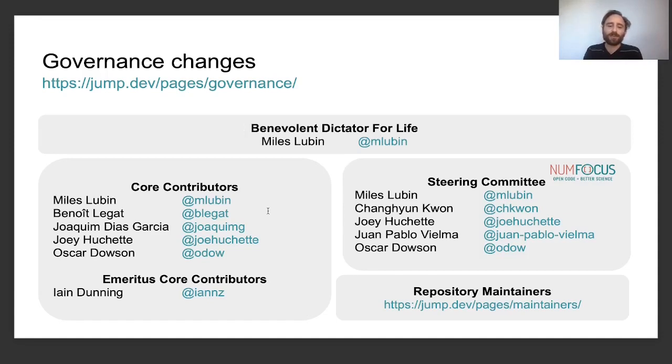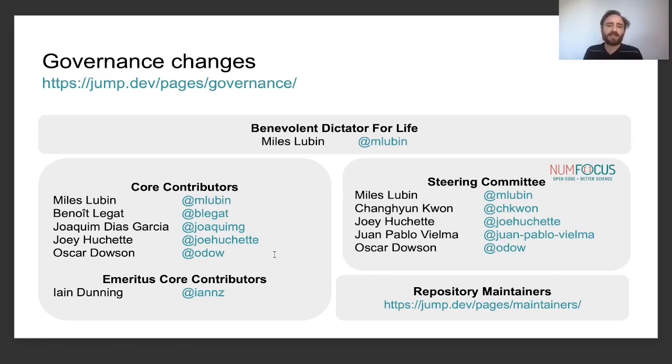There are also 2 main groups that get to make decisions in JuMP. There is a group of core contributors which make code-related decisions, and then there is a steering committee which helps us with our interactions with NumFOCUS. The core contributors have admin access to all of the JuMP-dev GitHub repositories. They're also helped by some repository maintainers, and these repository maintainers help us maintain 1 or 2 repositories in the JuMP-dev GitHub organization.